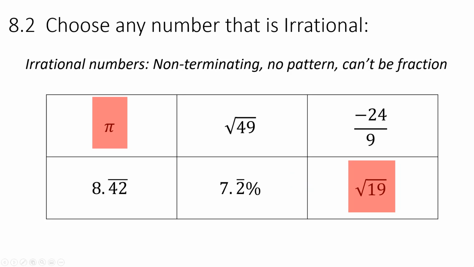Now a lot of kids will see that 0.42 repeating and they'll say, oh, it goes on forever, but it's a pattern. Same thing with this 7.2%. That 0.2, it's going on forever, but there's a pattern. So as soon as you see the bar, that means there's a pattern. So that means it is rational, and we wanted irrational.